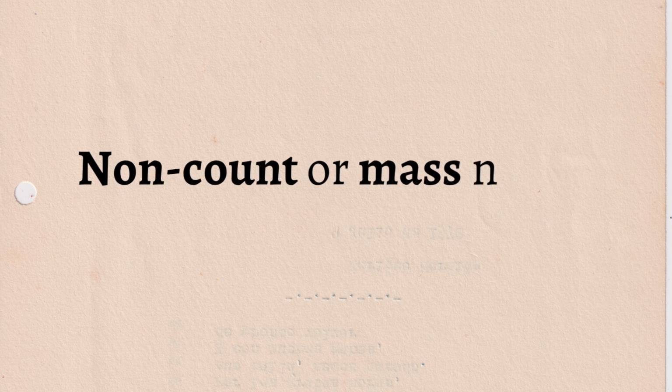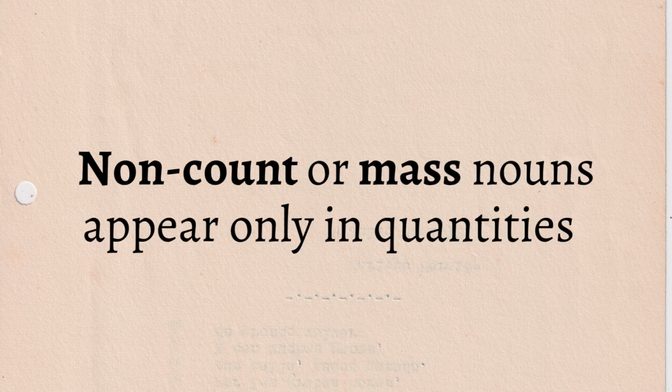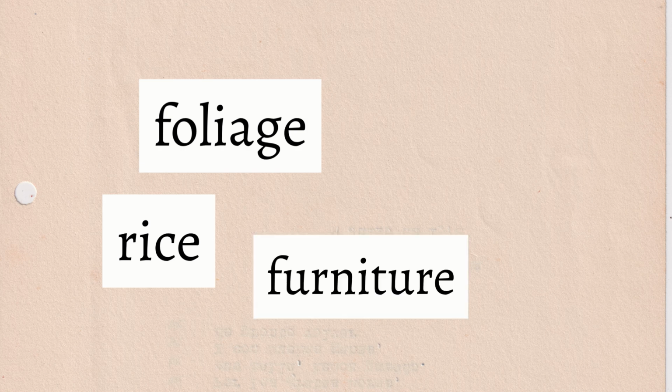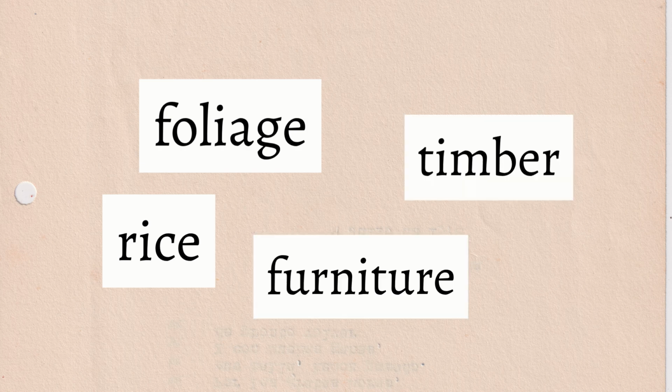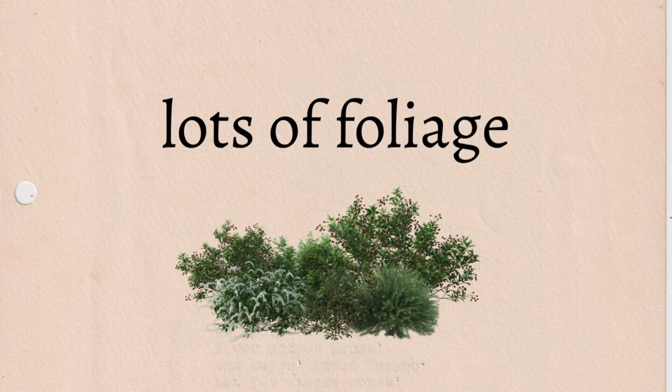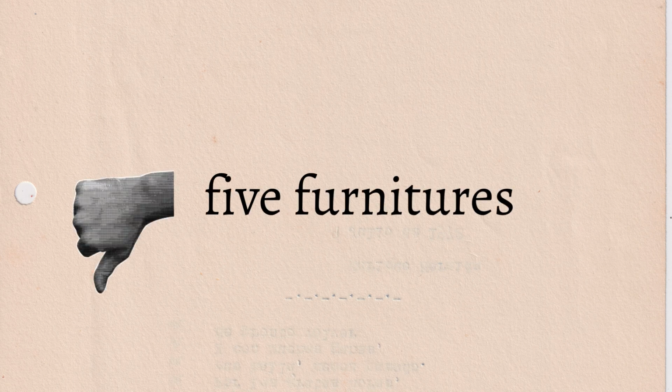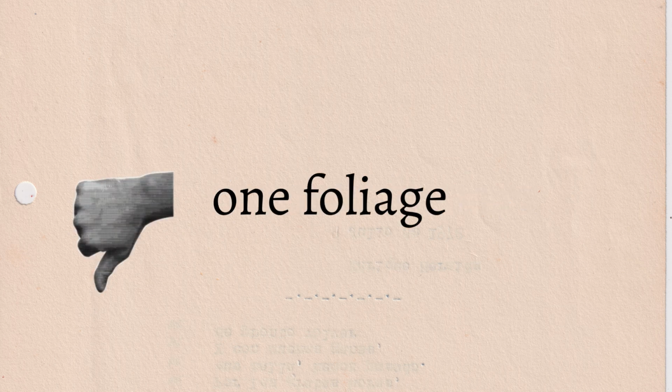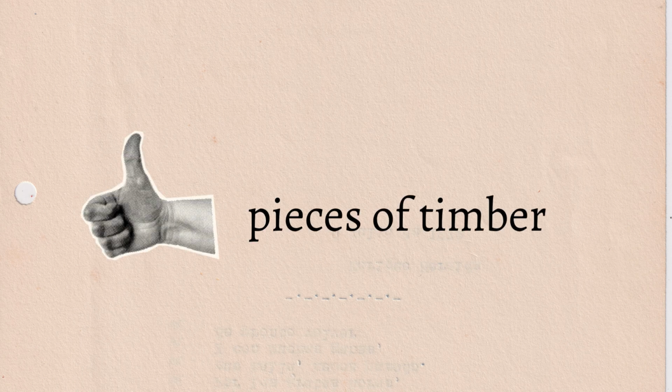Non-count or mass nouns appear only in quantities. For example, rice, foliage, furniture, timber. We can refer to some rice or lots of foliage, but we can't count these nouns as discrete items. 5 furnitures sounds wrong or somehow illogical. So does 17 rices or 1 foliage. But we can refer to grains of rice, for example, or pieces of timber, where we break the mass noun into its constituent parts.